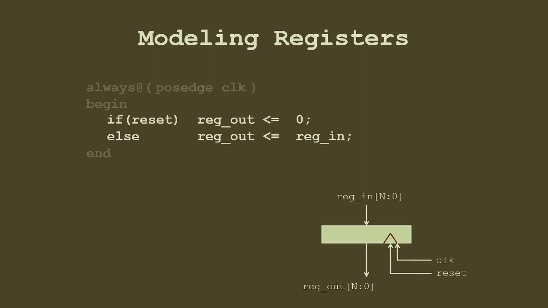Another change in syntax is that instead of equal to, we have what we call non-blocking assignment. This is the less than equal to symbol, kind of an arrow symbol. This is called non-blocking assignment.